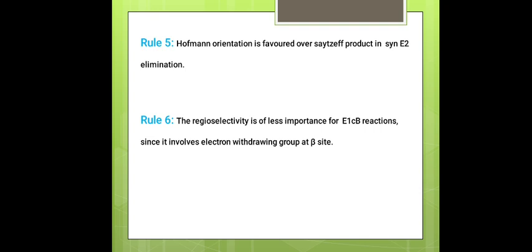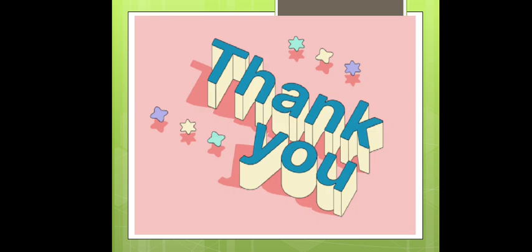I hope these rules are very clear in order to explain the orientation of the double bond and to get the major and minor products. So the Saytzeff rule and Hofmann rule will give you the explanation for the orientation of the double bond. In my next video I am going to tell about the Saytzeff rule and Hofmann rule in detail.